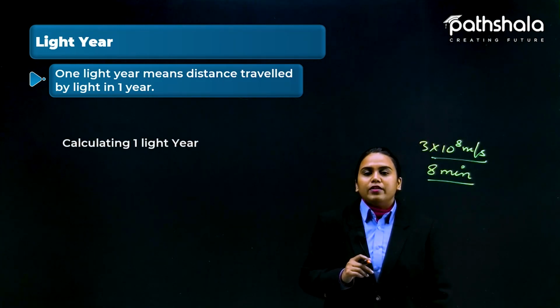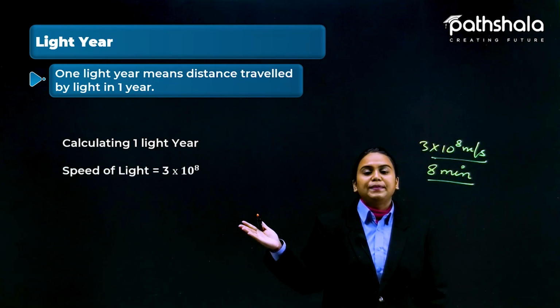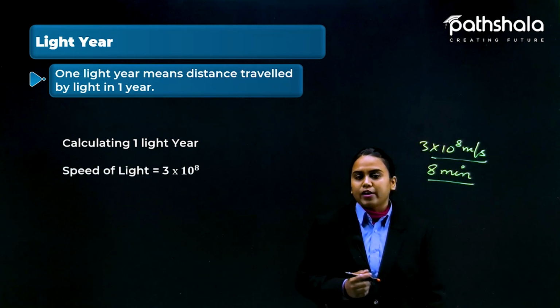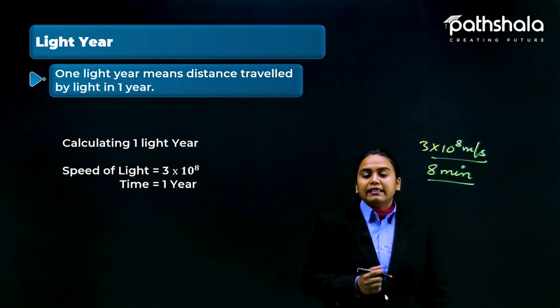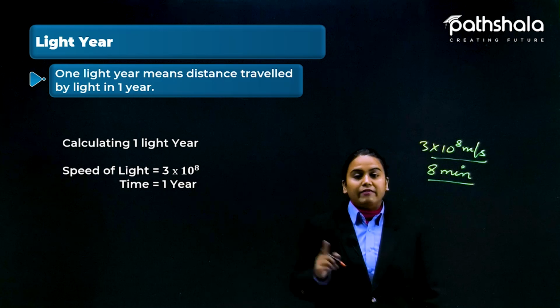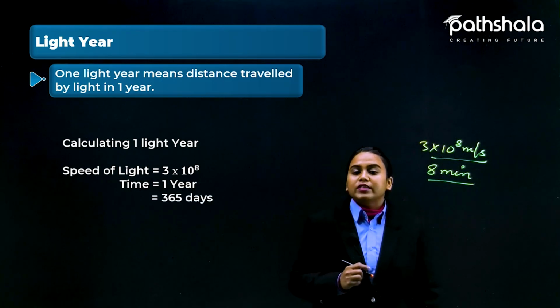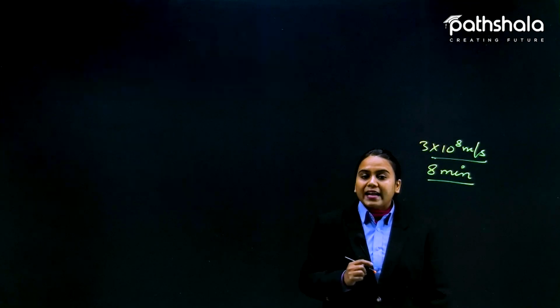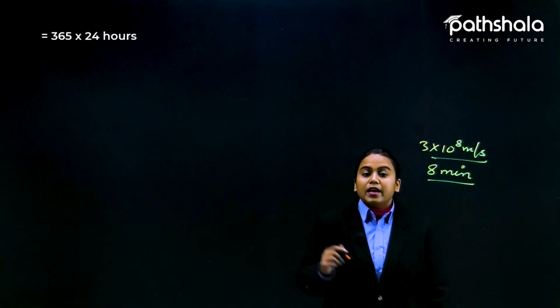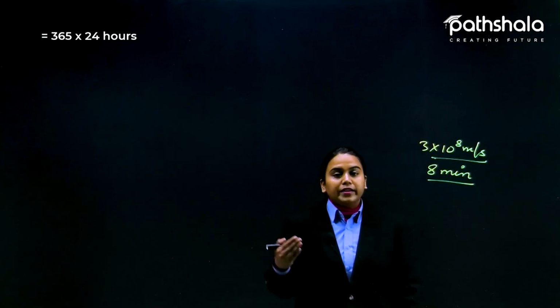So here we have the calculation of 1 light year. The speed of light is 3 multiply 10 to the power 8 meter per second, and the time is 1 year. So now we have speed and time. We can take the formula speed equals distance upon time, and with that we can find the distance covered by light in 1 year.